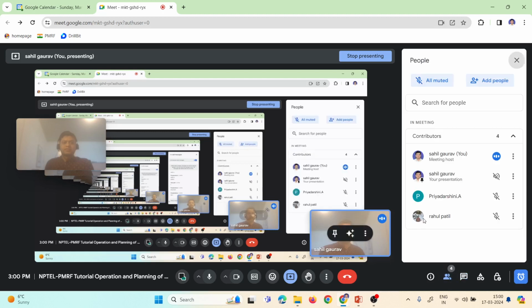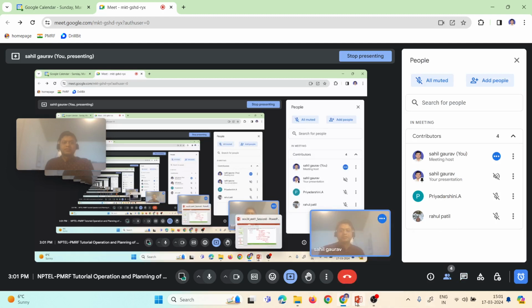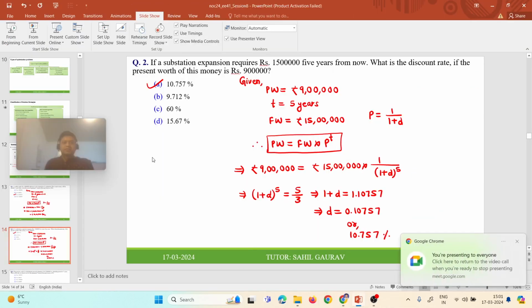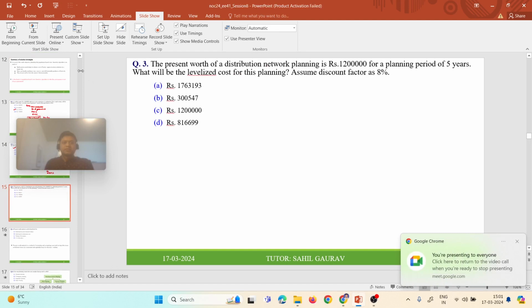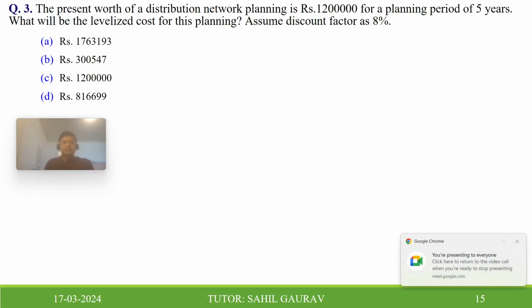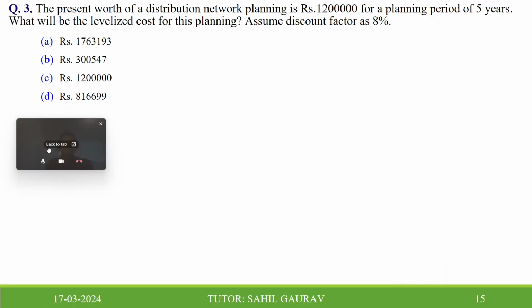Today attendance is less, but Priyadarshini and Rahul, only two are present. So let us move to the next problem. In this problem, the present worth of a distribution network planning is given as 12 lakh for a planning period of 5 years. What will be the levelized cost for this planning? Assume discount factor as 8%.